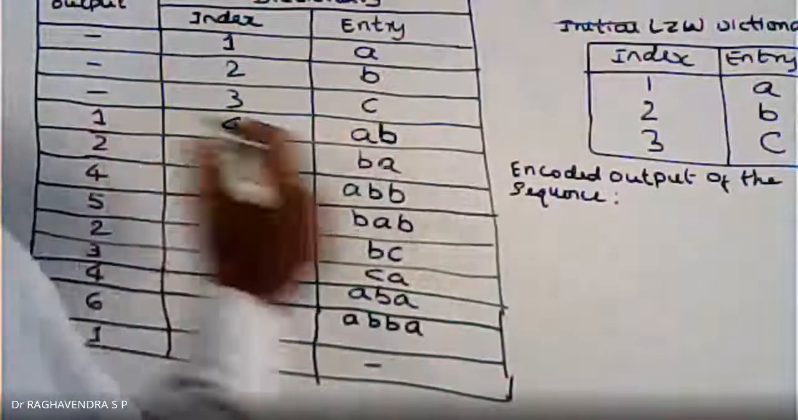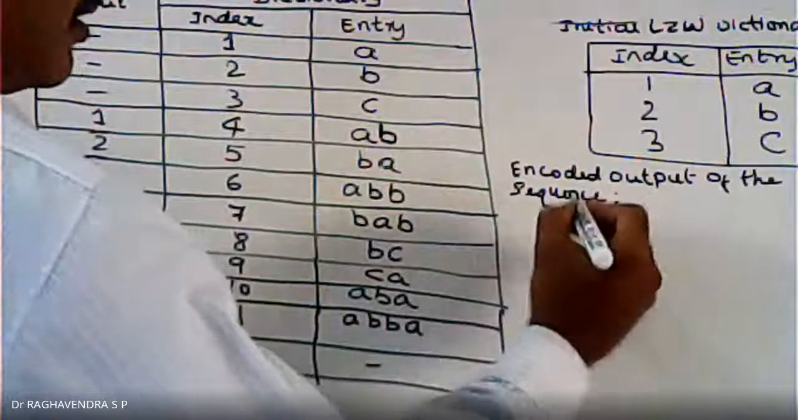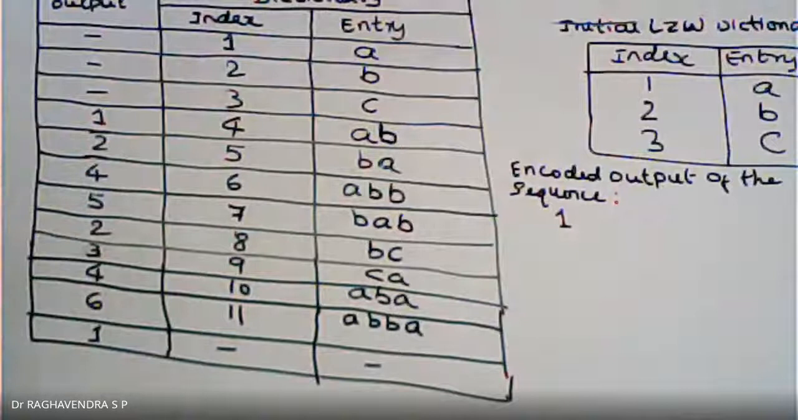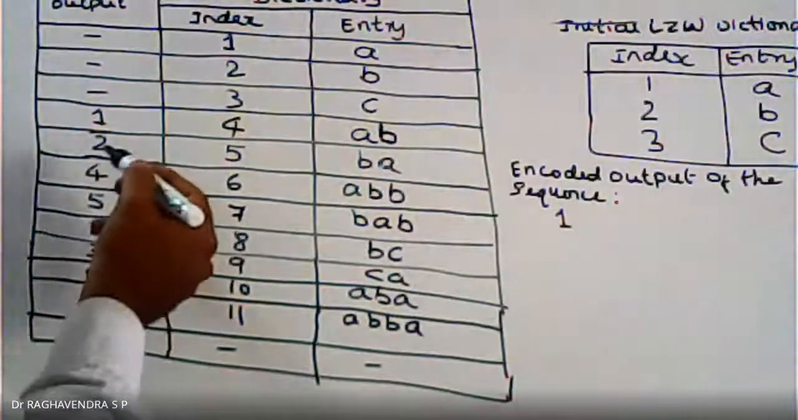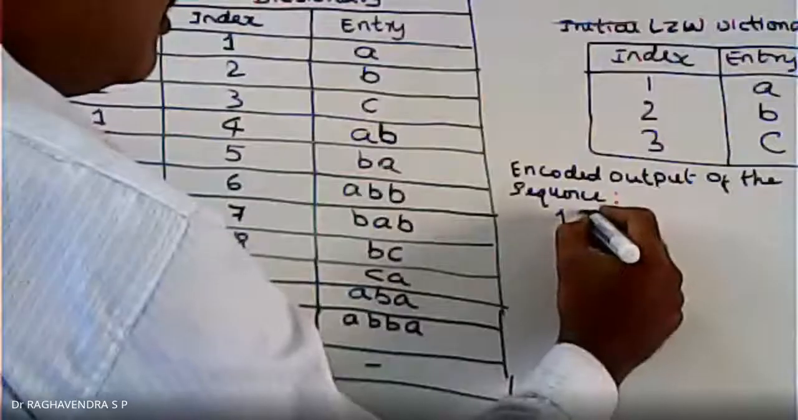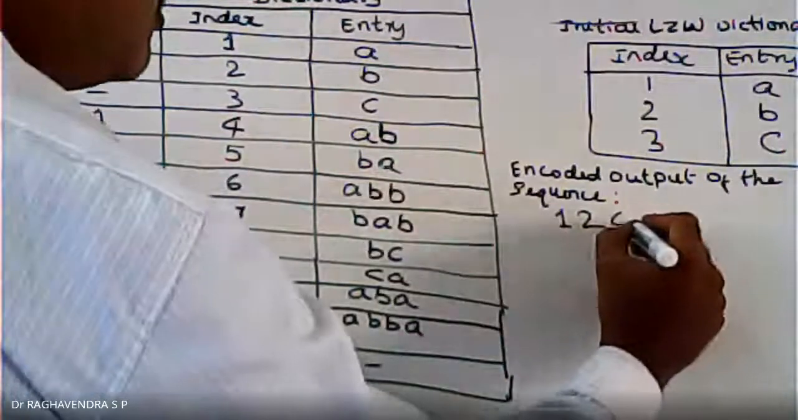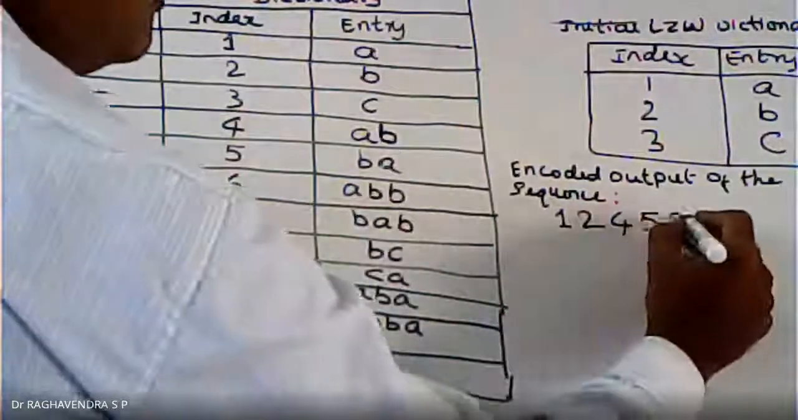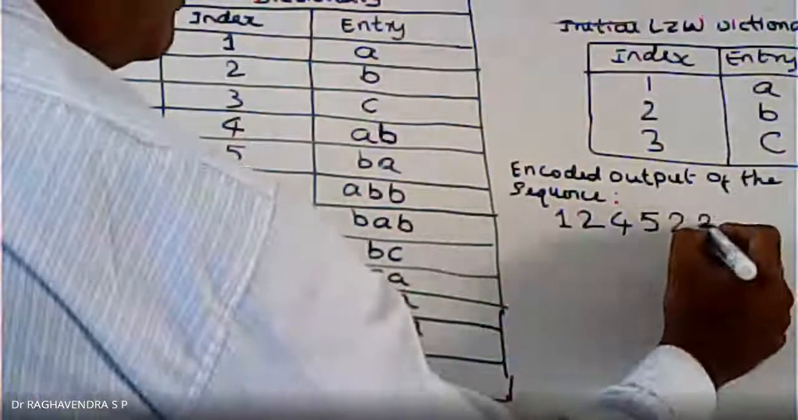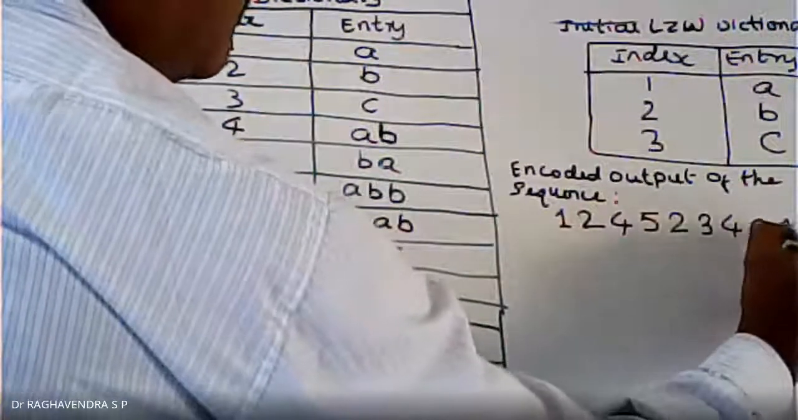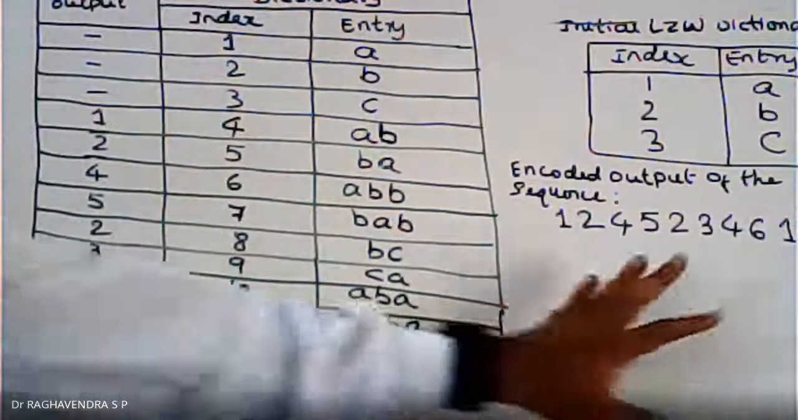Start from here: 1. Next. Next. Next is. Yes, students, what is the next value? 2. Very good. Next we have 4, 5, 2, 3, 4, 6, 1. So this is the encoded value.